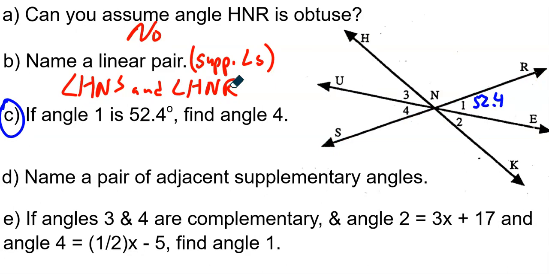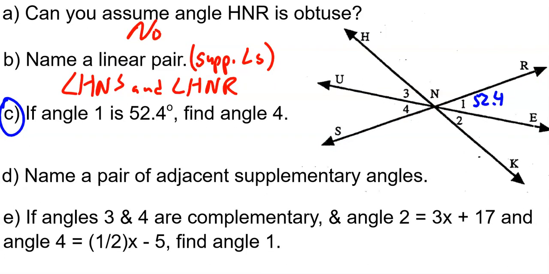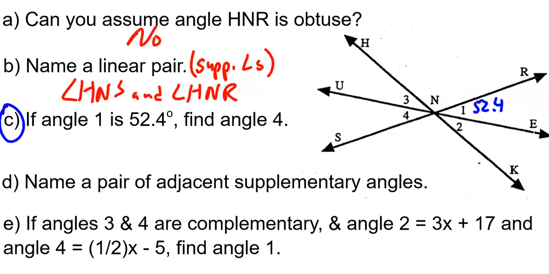Okay. All right, so we're going to skip a couple problems. C is one of them because we're going to talk about that in the second day of notes. But we're going to jump down to D. Name a pair of adjacent supplementary angles. Adjacent means next to. Again, I'm going to pick out a different straight angle than the one with the linear pair. I'm going to pick out H and K as my angle. That's a straight angle.